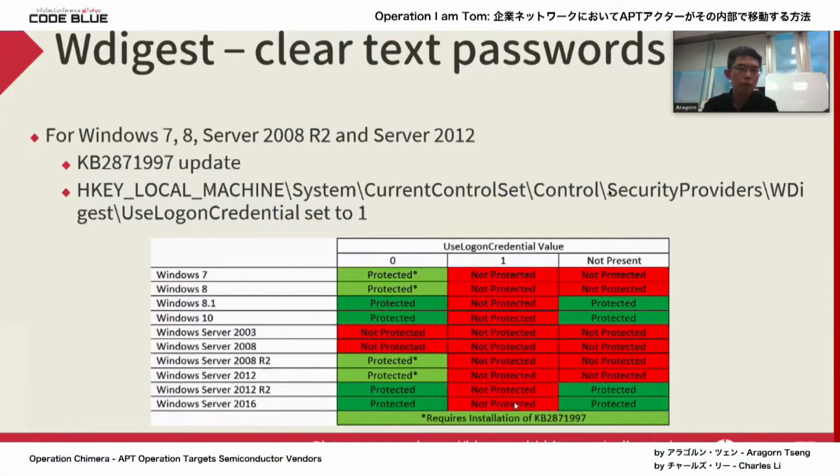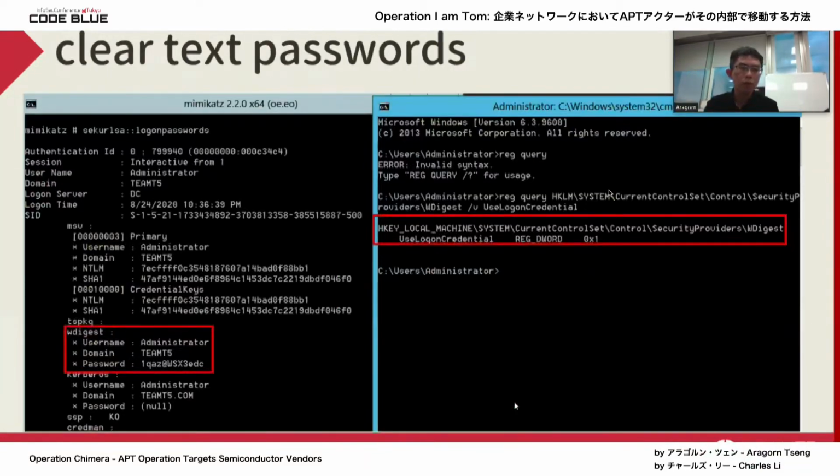The following photo shows the effect of this registry key in different Windows platforms. The photo shows the effect of this attack. In the left photo, before applying this security patch, you can see clear text credentials in memory. After applying the security patch, you can no longer see the cached credentials anymore.